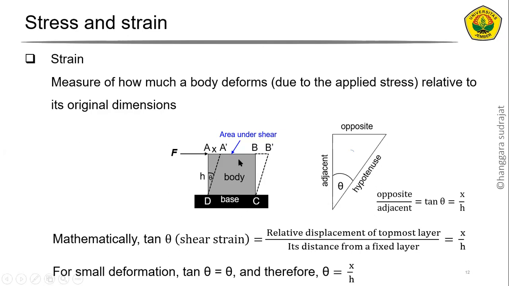We then apply shear force on the top surface, as I mentioned before. By applying a shear force, we will bend the top surface. How much bending is occurring can be identified by looking at the distance x on the top and the angle theta. Here the angle is theta, and h is the total thickness. So the shear strain is the angle that is formed due to bending, and we call that shear strain tangent theta, because tangent theta is x over h. For small deformation, we can assume that tangent theta equals theta, so theta equals x over h.